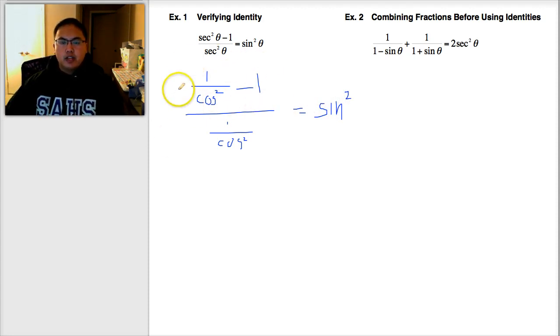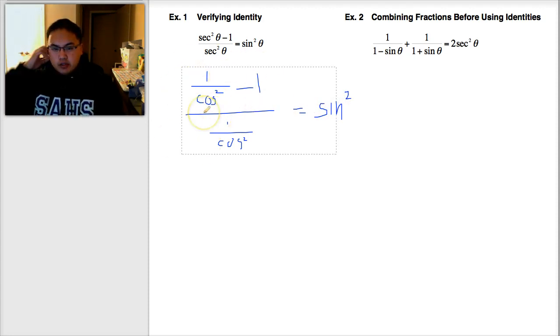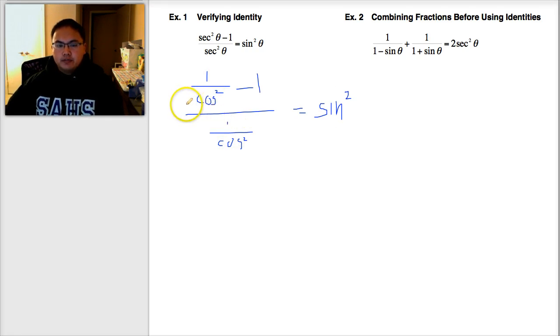Now some of you may be confused, like, what do I do now? I have a fraction of a fraction, I'm confused, I'm scared, I don't know what to do. Well, I told you this yesterday in class: if I have a fraction divided by a fraction, can't I just flip it and multiply?